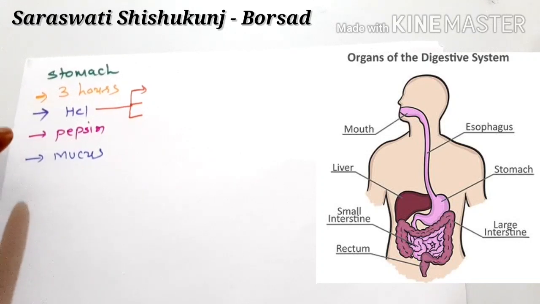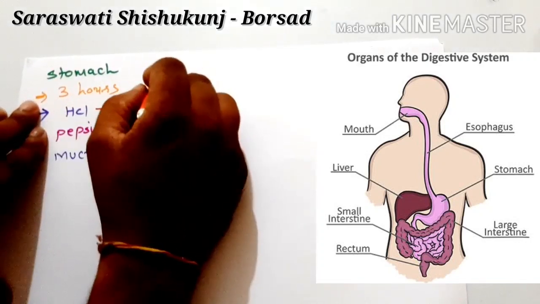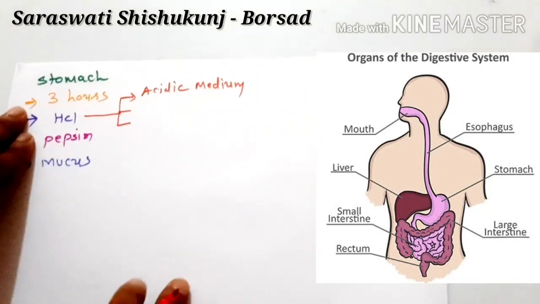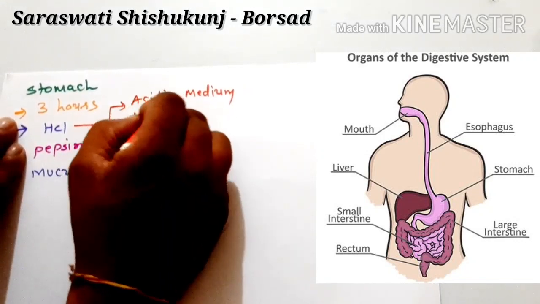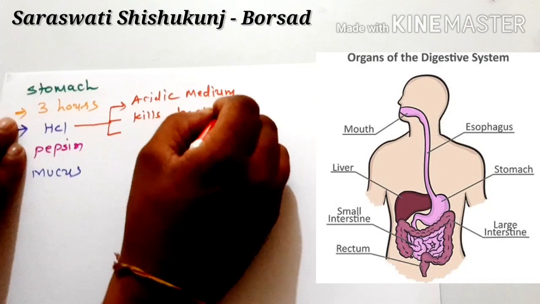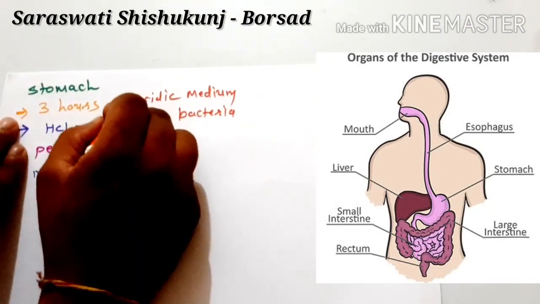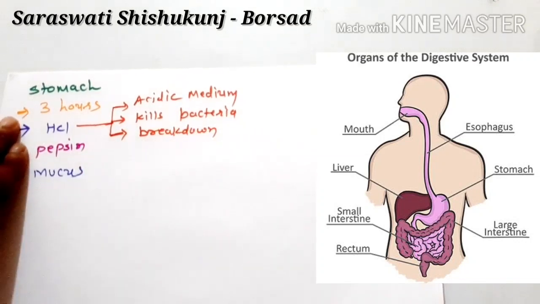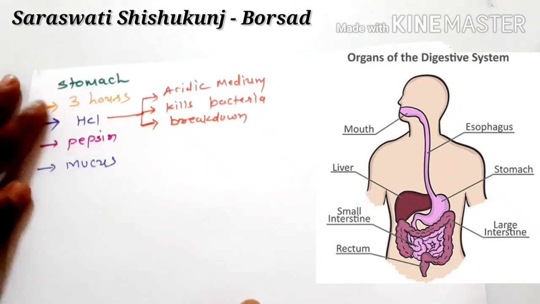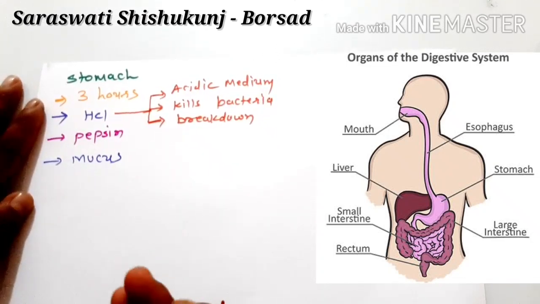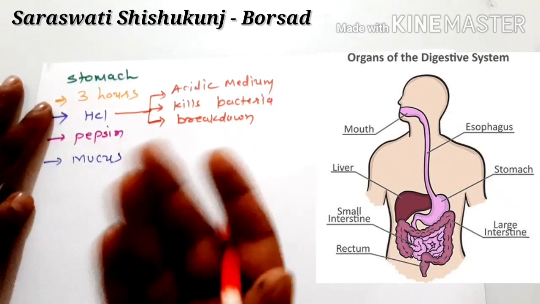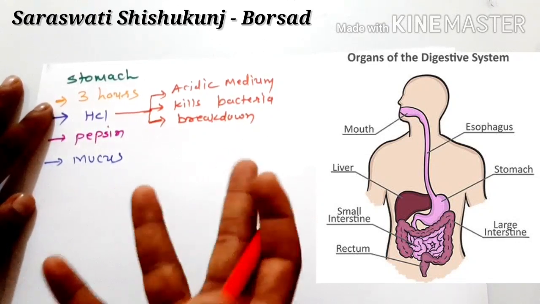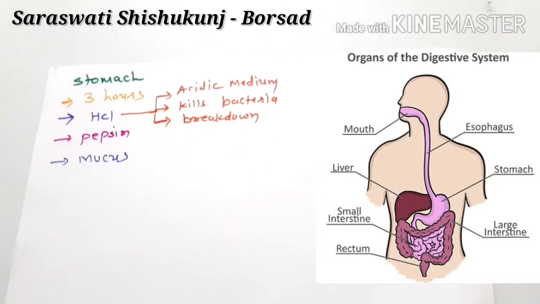In that, the function of HCl is, right, it is acidic, so it provides an acidic medium to our food. The second function of HCl is that it kills bacteria, right? And this HCl is also responsible for the breakdown of food. So the HCl secreted in the stomach will provide the acidic medium, it will kill the bacteria of the food, and it will also break down the large molecules into small ones.